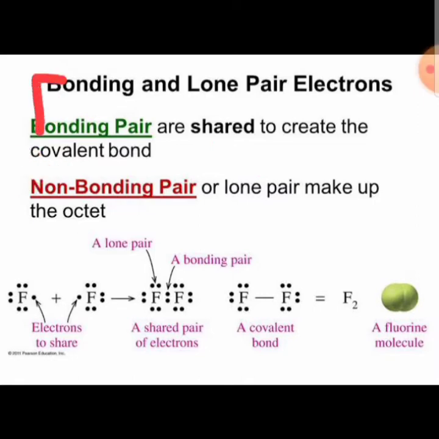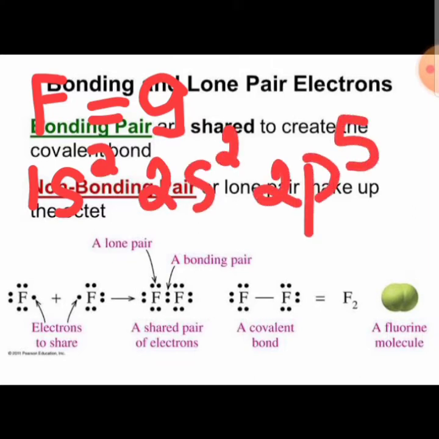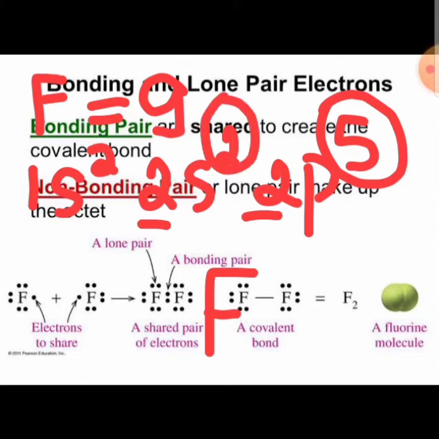I'll take the example of fluorine, whose atomic number is 9 and electronic configuration is 1s2, 2s2, 2p5. If you see the valence shell of fluorine, you can find 7 electrons. According to the Lewis dot structure, I'll represent those 7 electrons in the form of dots: 1, 2, 3, 4, 5, 6 and 7.